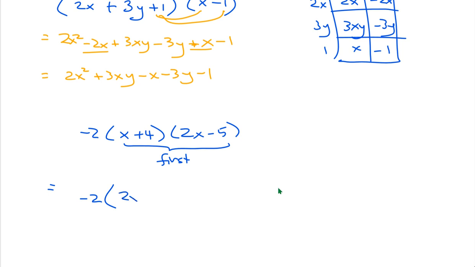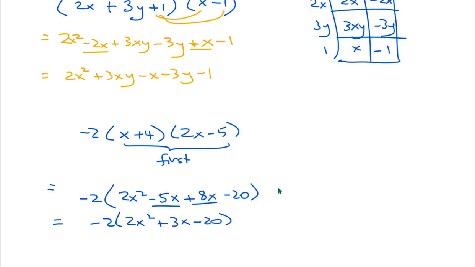Distribute. X times 2x is 2x squared. X times negative 5 is minus 5x. 4 times 2x is plus 8x. 4 times negative 5 is minus 20. Collect the like terms. These x's are like terms. So I got 2x squared plus 3x minus 20. Now that whole thing is times negative 2. So now I need to distribute the negative 2. Negative 4x squared minus 6x plus 40. And that's it, simplified. Okay?